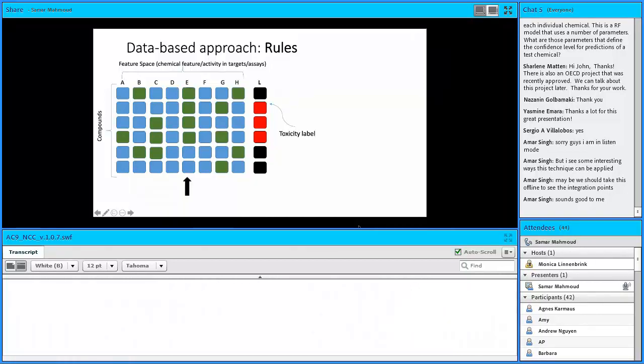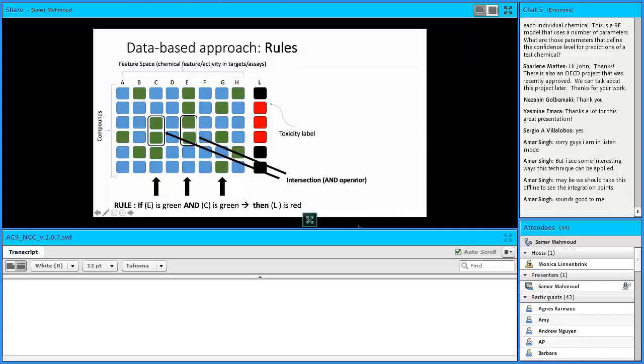We see that when feature E is present, it's likely that the compound is going to be toxic. However, that effect is not as strong in G and C. However, if we look at the intersection or the combination of feature C and feature E, we find that there is high likelihood to observe toxicity. In other words, if feature E is present and feature C is present, then L is present. The rule is described as: if E is green and C is green, then L is red, which means that there is high likelihood in comparison to describing the compound by one feature, for example, E.